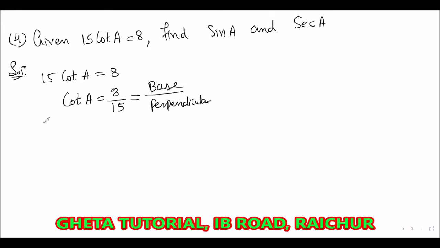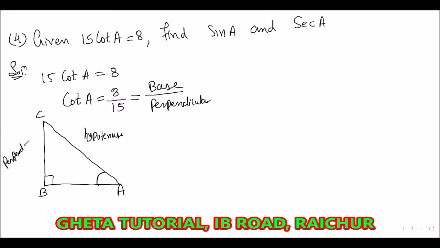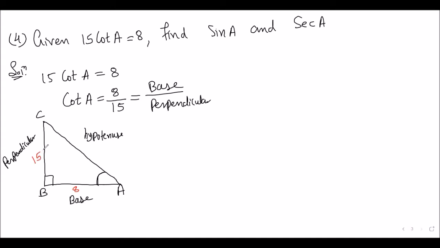So here I will draw the figure. As I said, do the same figure for all the questions. Here is A, B, and C, so that you will not get confused, and this is the angle A. This is always the hypotenuse, BC will be the perpendicular, and AB is the base. According to the question, the base is given as 8, and the perpendicular is 15.